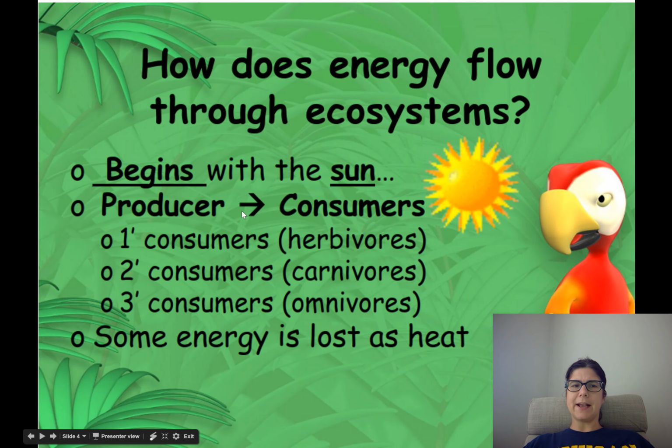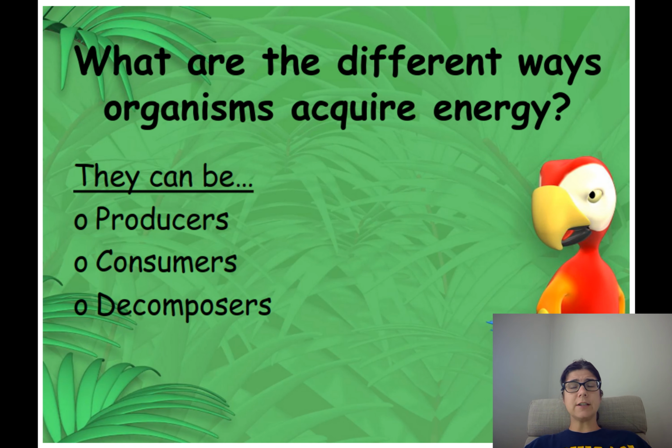They're the third type. They can feed on producers or consumers. Some energy is also lost as heat along the way. And we're going to find out quite a bit of energy is actually lost as heat. So what are the different ways that organisms acquire energy?